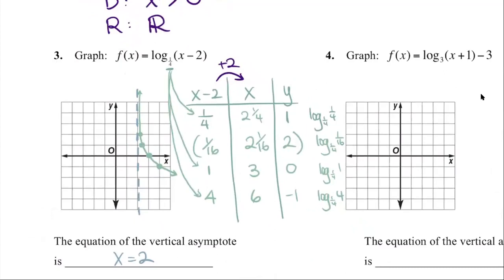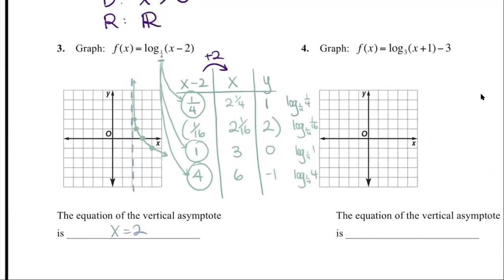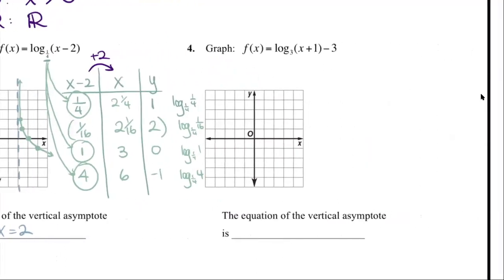All right, so again, when you plot your points, just use those 3 points. The base itself, the number 1, and then just the reciprocal of the base. And that will get you the curve. Okay? All right, let's try one more.